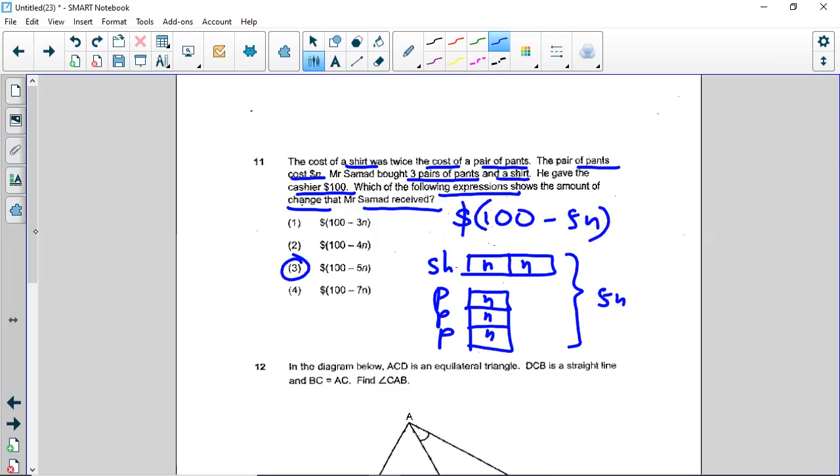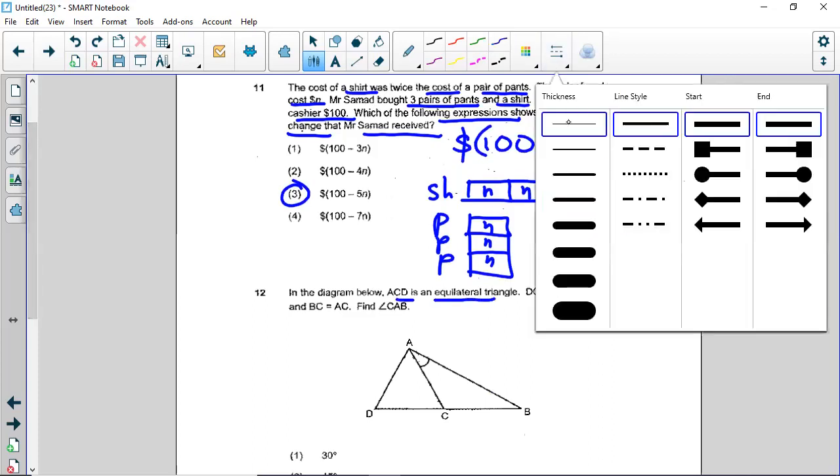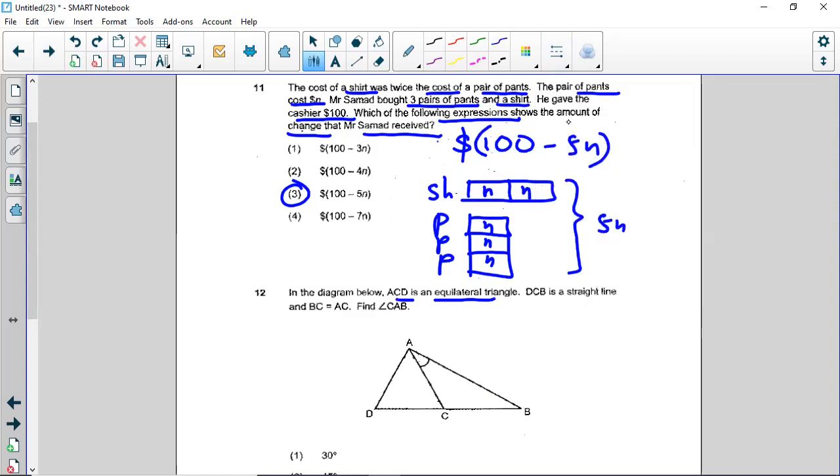Okay, number 12. Now in the diagram, ACD is an equilateral triangle. So when you see equilateral triangle, what do you do? It means that all sides are equal and there's a 60, 60, and also 60. And you need to do one more thing. Put the markings to show all the sides are equal. And BC is equal to AC. So you have an isosceles triangle, right? So what is angle CAB, which is over here? So how do you find the angle?